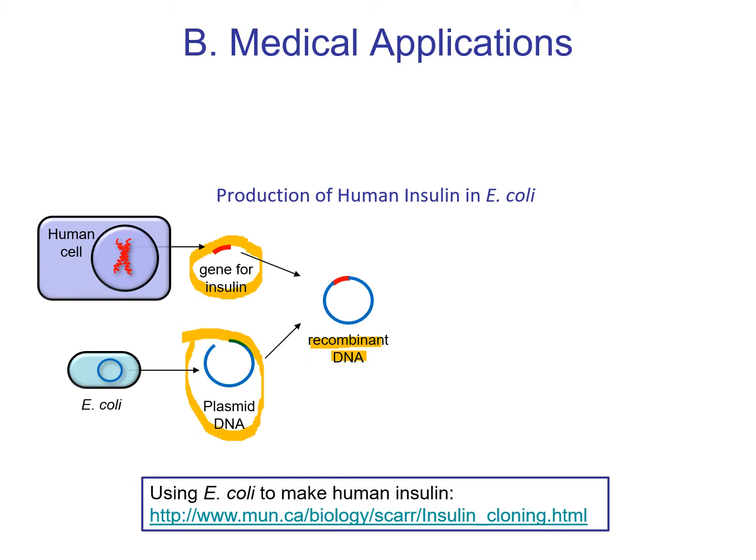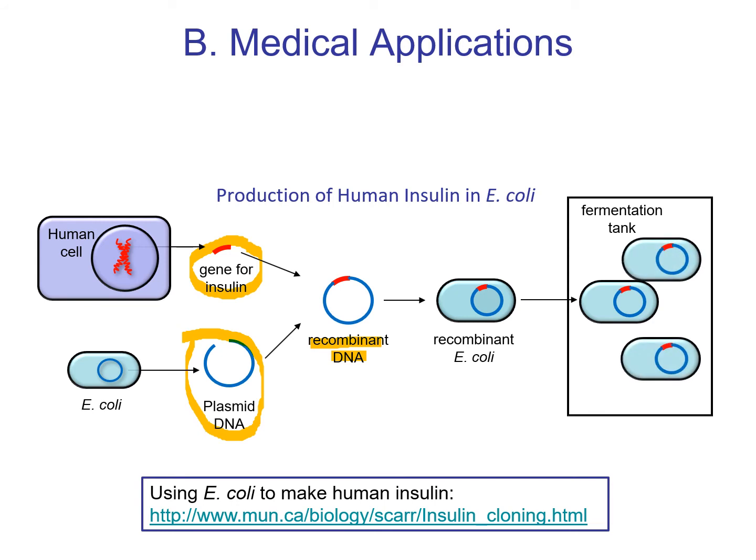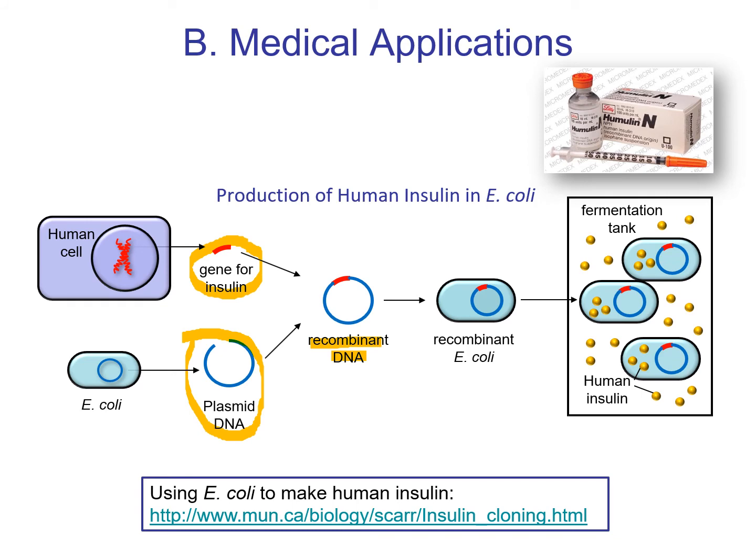Good definition to know for the final exam. We take the plasmid and we stick it back in E. coli, just exactly like we did in Lab 9. E. coli is put into a fermentation tank, and then it produces the protein. So there it goes, it's making human insulin. We can get that insulin from the media, and we can sell it. Here is the human insulin here. It's called humulin. Cute name.